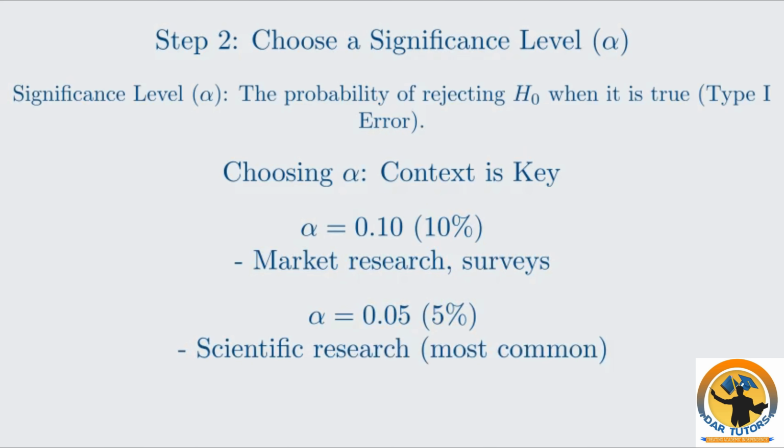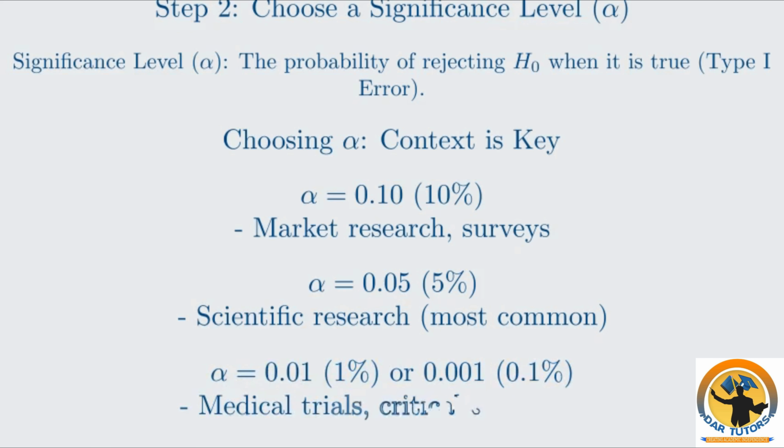However, for a scientific study, especially in fields like biology or psychology, the standard and most commonly accepted significance level is 0.05 or 5%. This means the researchers are willing to accept a 1 in 20 chance of being wrong. In critical applications, such as medical trials for a new drug, the consequences of a type 1 error are severe. A type 1 error here means concluding a drug is effective when it isn't, potentially risking patient safety. Therefore, a much stricter significance level, like 0.01 or even 0.001, is required. This drastically reduces the risk of a false positive.